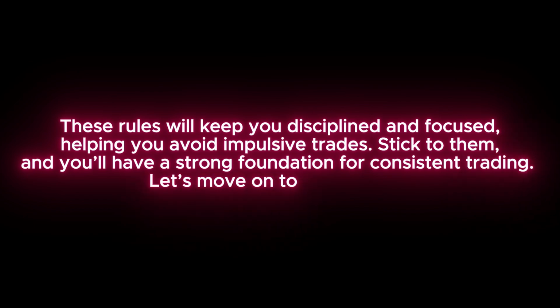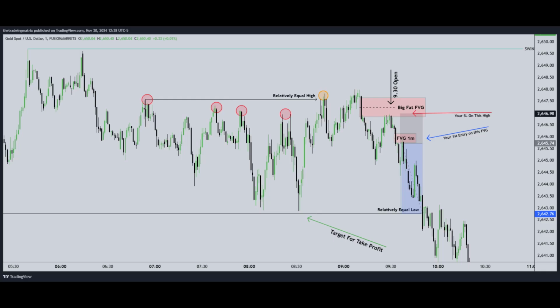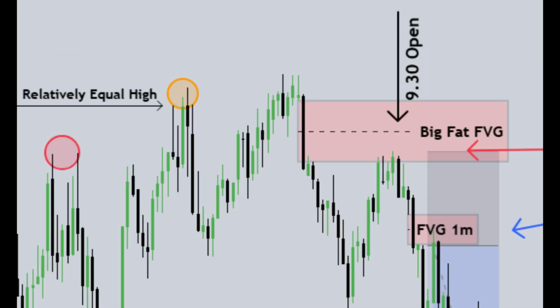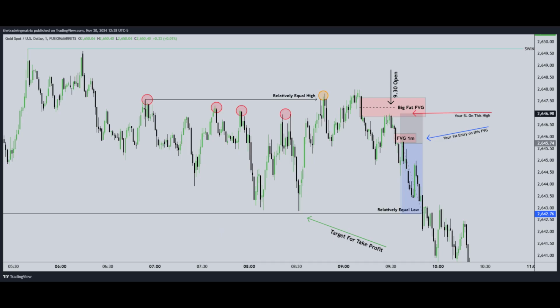Let's move on to the strategy. Take a closer look at this setup. Notice there are 4 equal highs that the market took out but didn't close above. This indicates weak bullish momentum. Following this, the market dropped sharply in just 3 candles, while it took 17 candles to recover. This asymmetry suggests the market is hesitant to move higher towards those equal or swing highs.